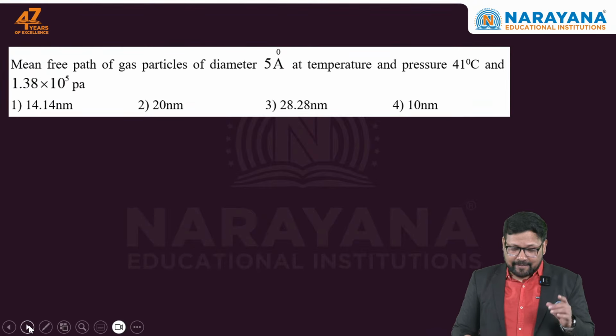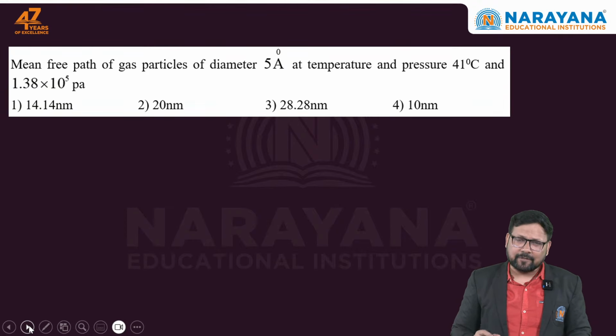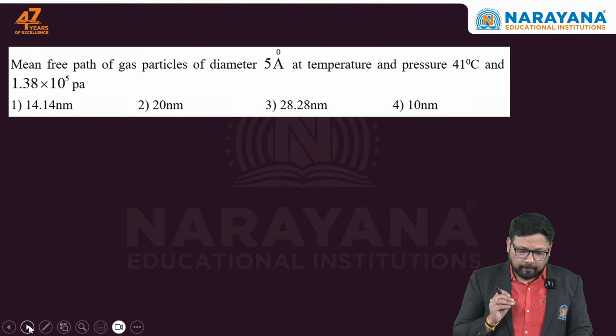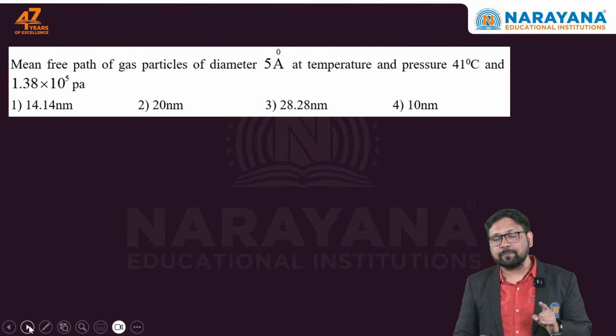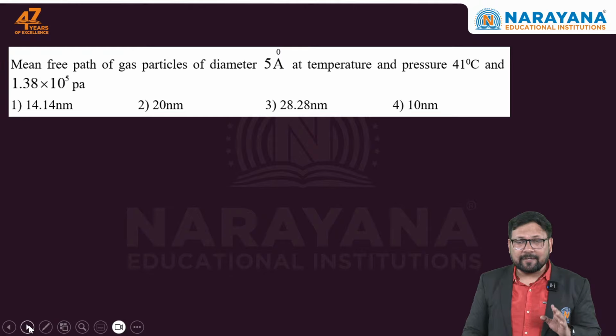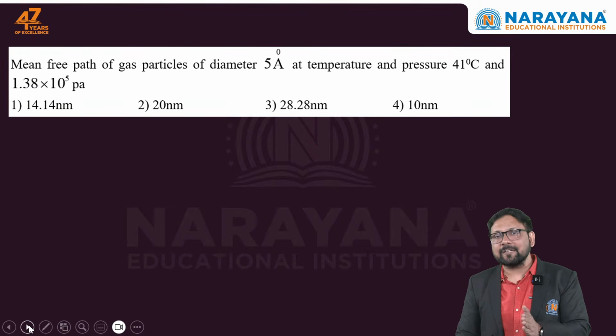It is KTG. KTG is becoming, I guess, a favorite topic of JEE Mains. Very frequent questions are coming from this. Mean free path of a gas particle is 5 angstrom at a given temperature and pressure. So for that, we need to know mean free path in terms of temperature and pressure.